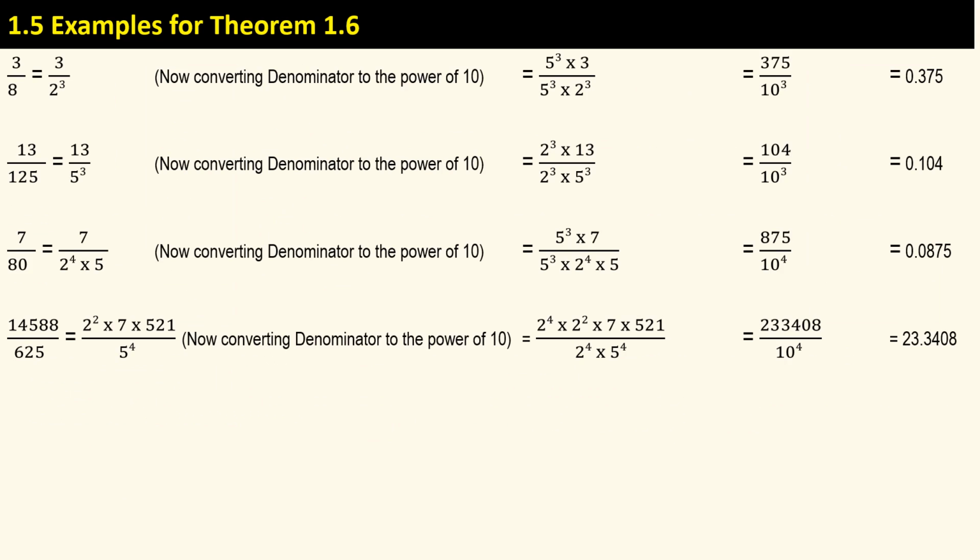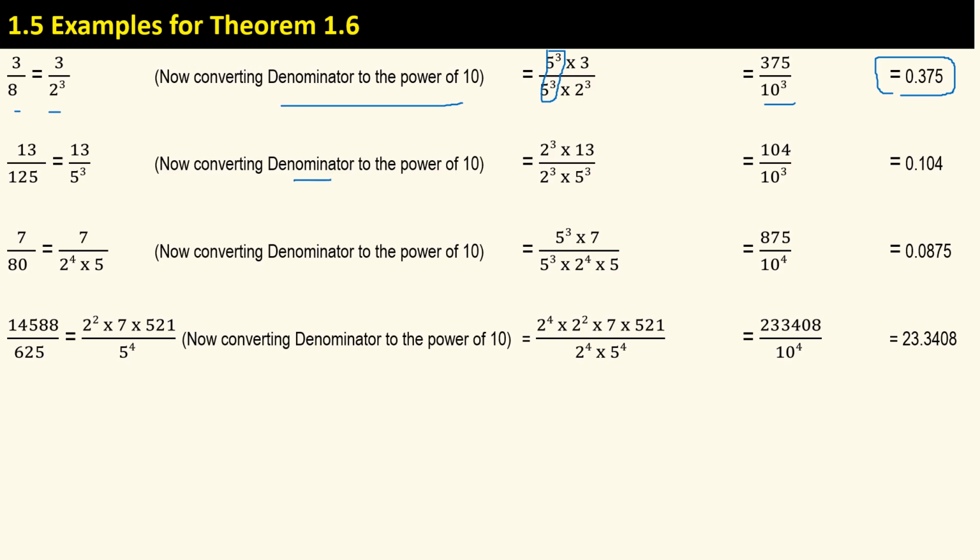Now let's take a few more examples for theorem 1.6. Let's take 3 divided by 8, which is equal to 3 divided by 2 raised to power 3. And now we convert the denominator into a power of 10 by multiplying and dividing by 5 raised to power 3. And we get 375 divided by 1000, which is equal to 0.375.